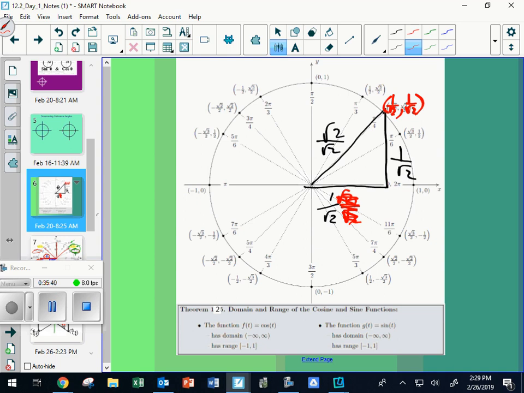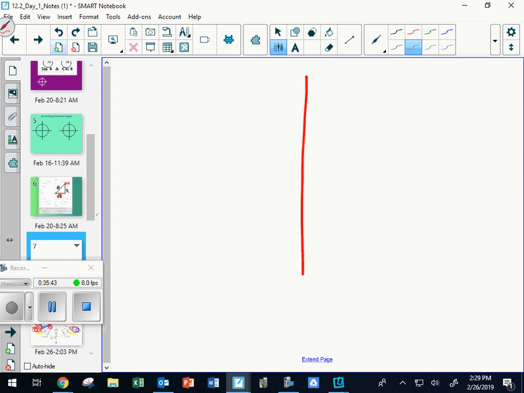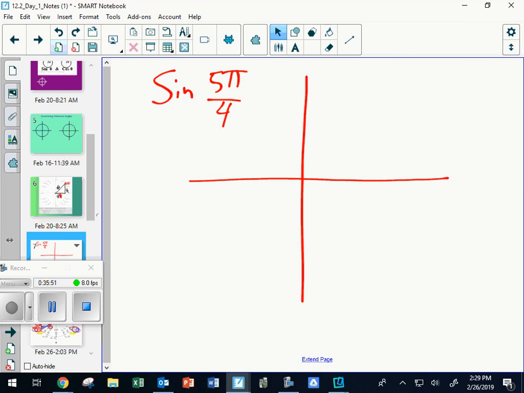So let me see if you can do this. Would you please find the sine of 5 pi over 4? First of all, I better figure out where 5 pi over 4 is. Second of all, you might want to draw a triangle there. And unless you've already memorized it, because some of you are really good at memorizing.